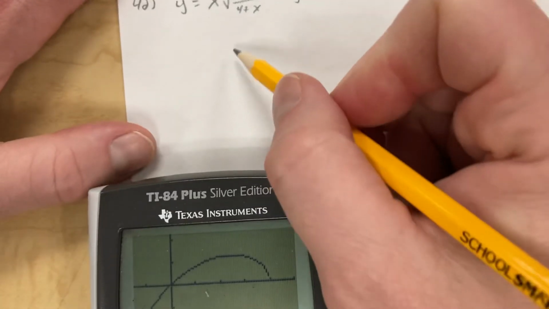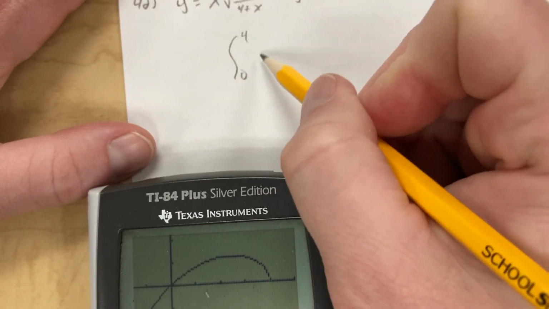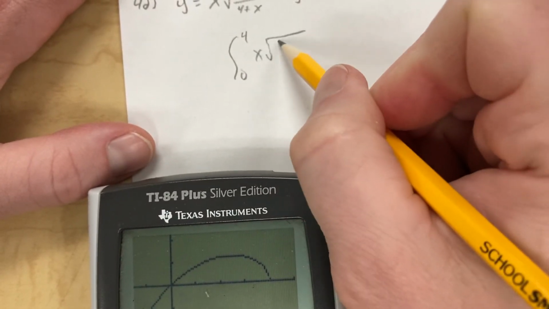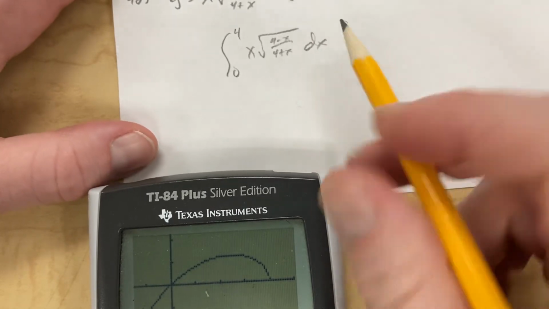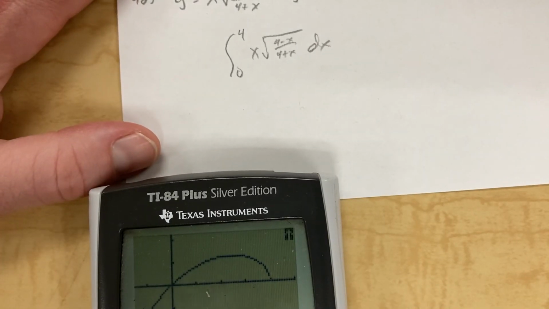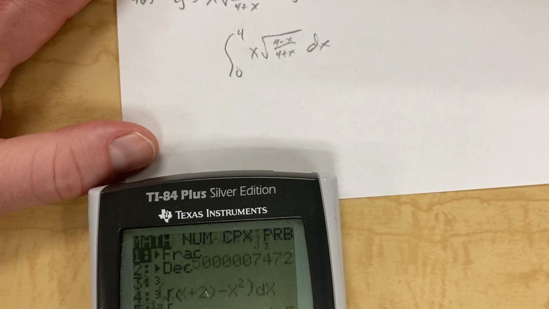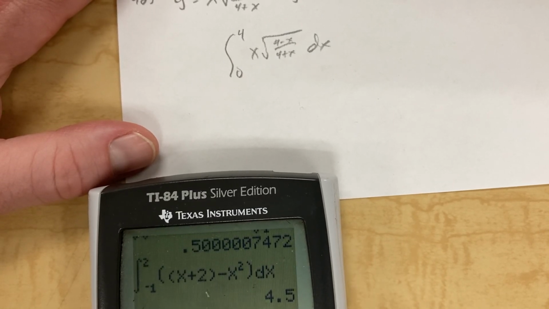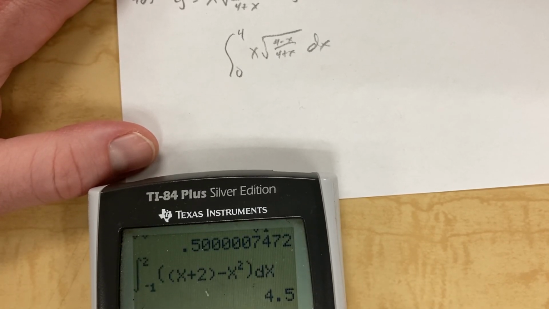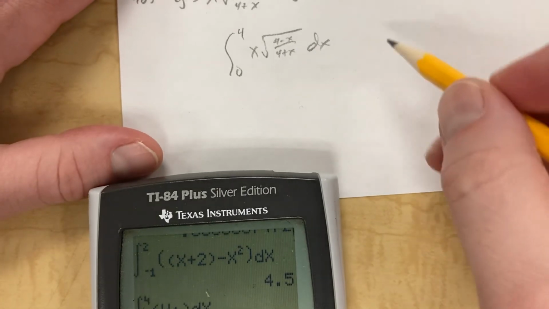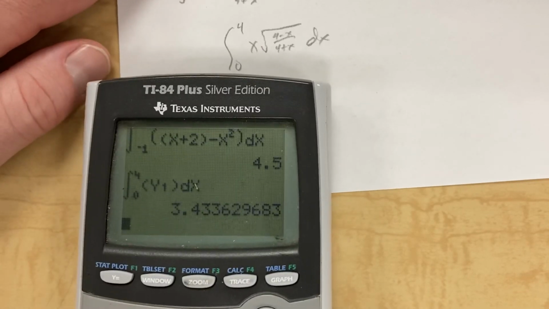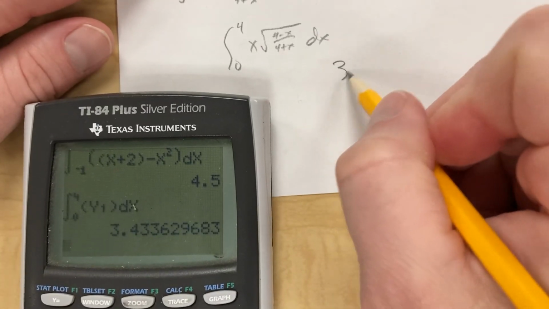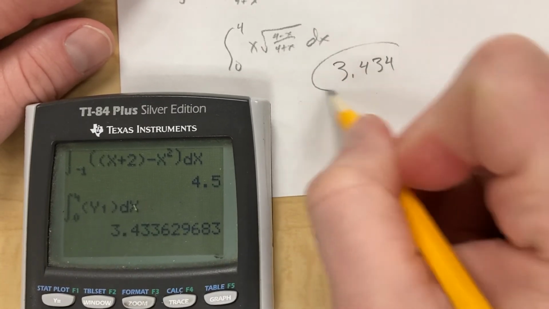So we are integrating from 0 to 4, this x times the square root of 4 minus x over 4 plus x dx. All right, so on the calculator, that's easy enough. I can go right here and go math 9, 0 to 4, y1 dx. Enter. And it's a little odd function, but we get 3.434 as our area there.